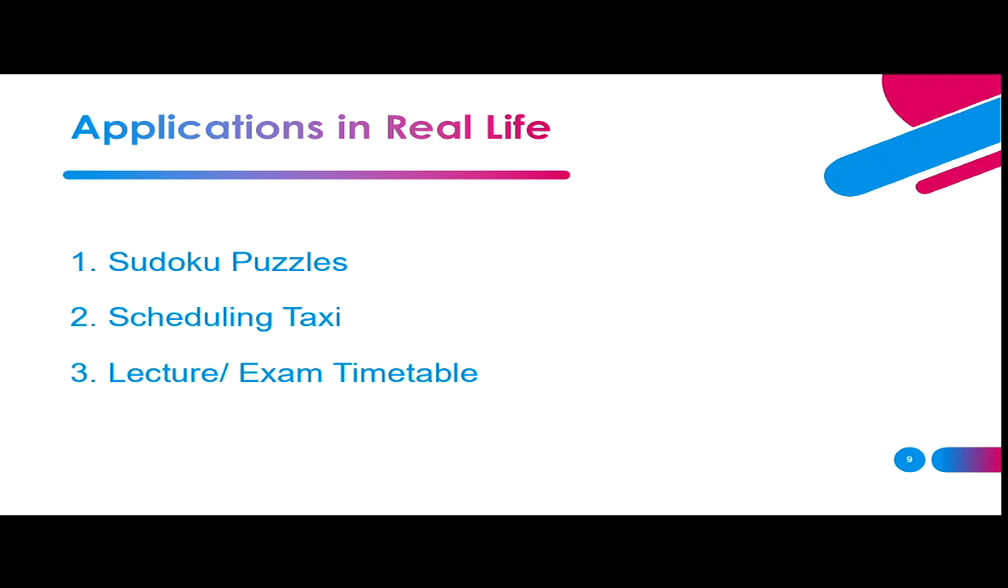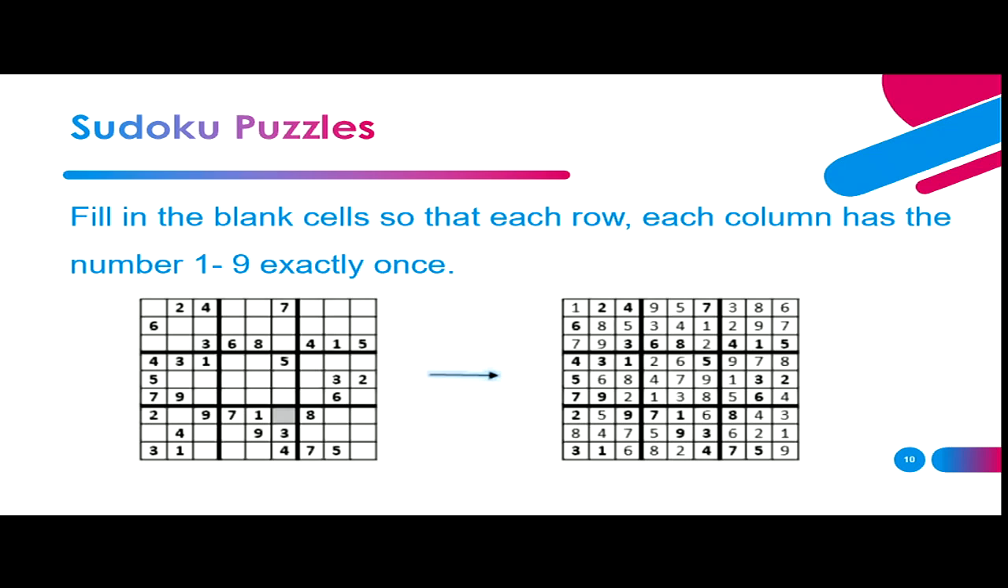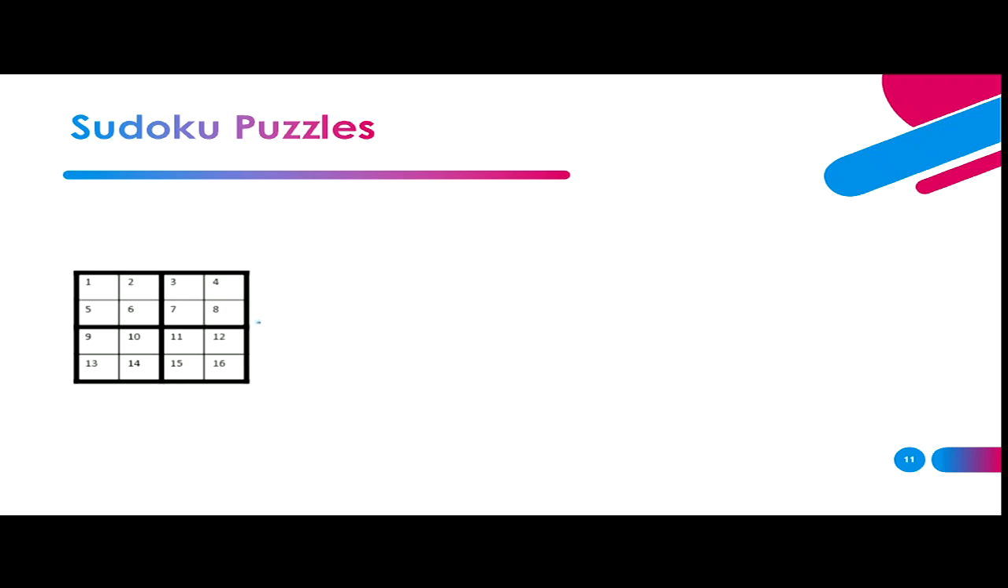There are some applications in real life for graph coloring problems. One is Sudoku puzzles, then task scheduling and timetable scheduling. Let me go to the first one. For a Sudoku puzzle, basically in a 9 by 9 grid, each number 1 to 9 will appear exactly once in one row, one column, and one 3 by 3 box. So let's take a small example. This is a 4 by 4 Sudoku puzzle. There are 16 blank spaces, so we number the blank spaces from 1 to 16. These can be our vertices.